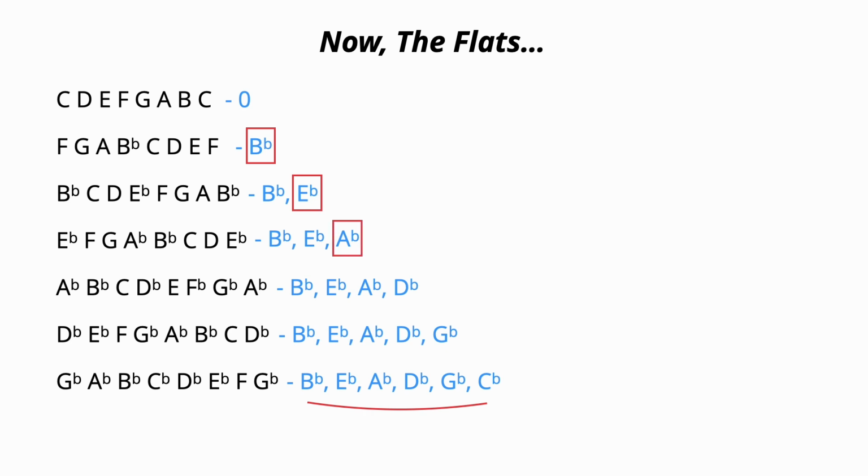The key of A flat adds a D flat. The key of D flat adds a G flat. And the key of G flat adds a C flat.